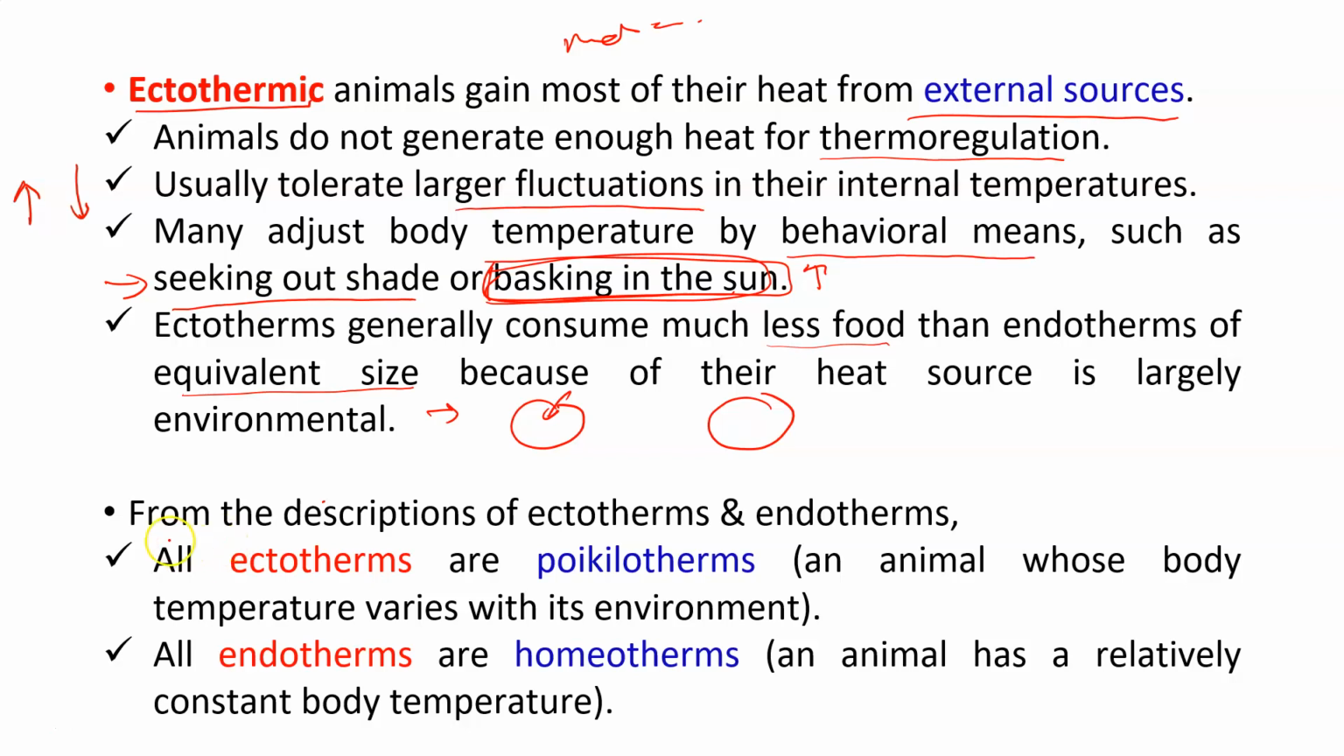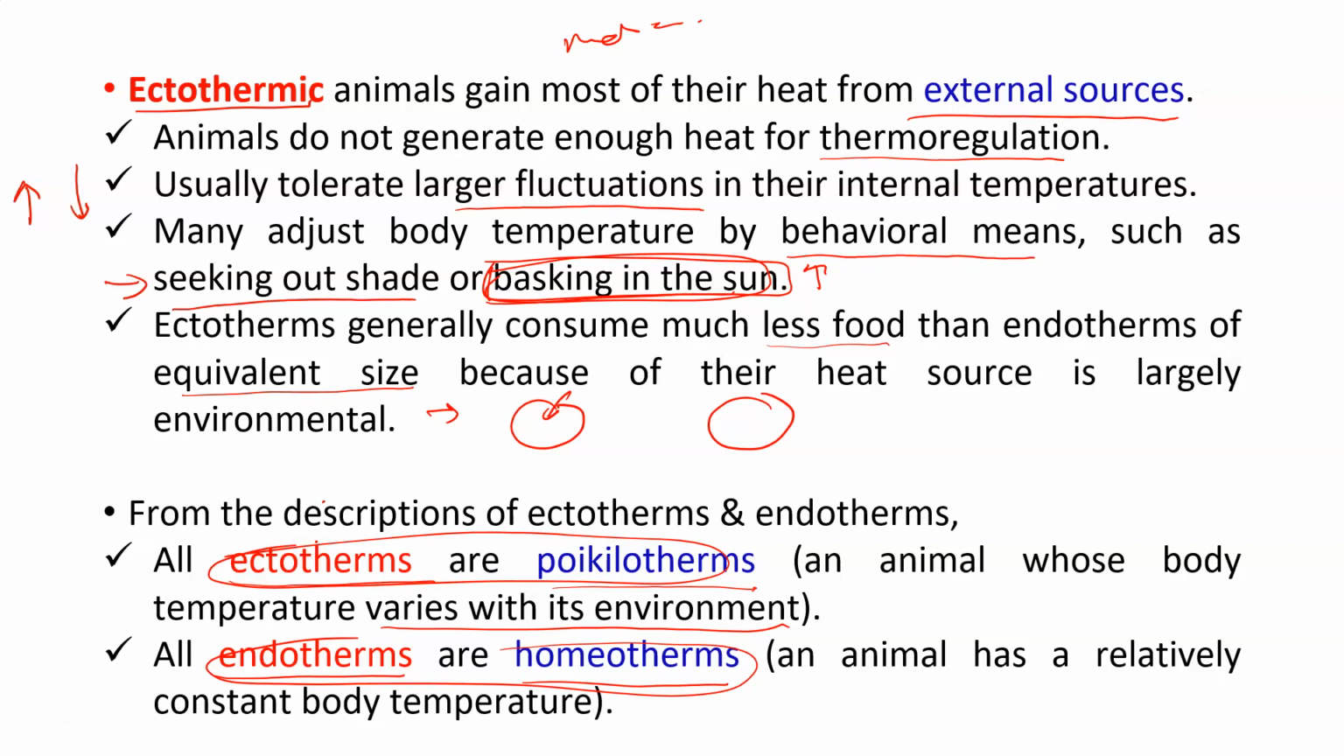So from the descriptions of ectotherms and endotherms, all ectotherms are poikilotherms, an animal whose body temperature varies with its environment. Okay, all endotherms are homeotherms, which is an animal that has a relatively constant body temperature. So these terms you have to remember.